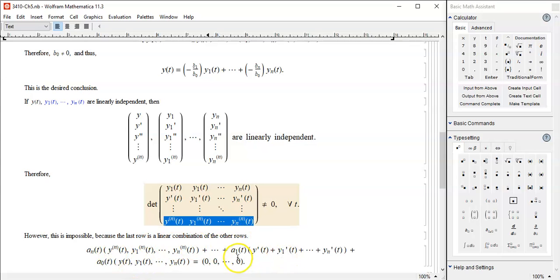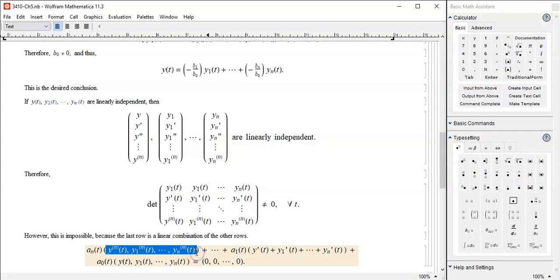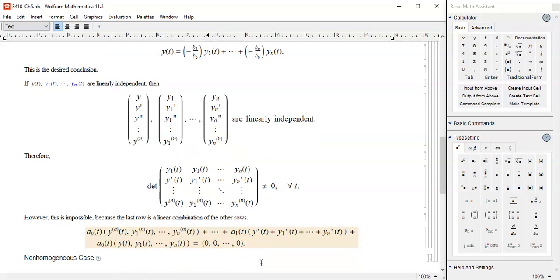You see? Let's see. Okay, yes. The nth derivative row times an, plus the row of the (n minus 1)th derivative times an minus 1, and then the second row all the way up to a1 times the second row and a0 times the first row, everything together, then we have to have all the zero vectors.